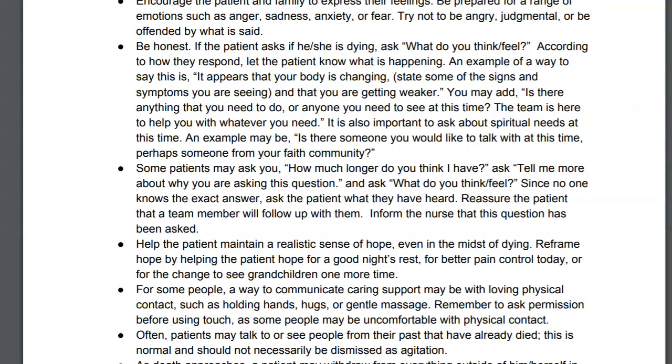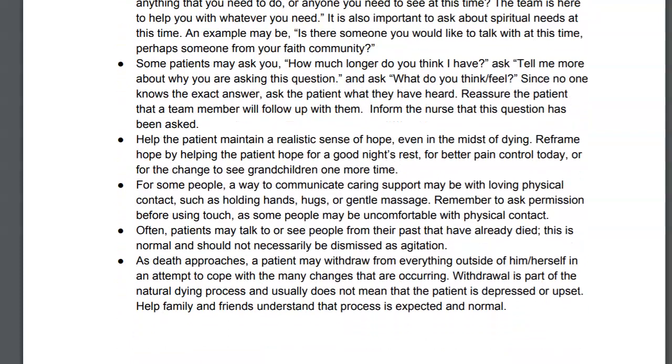Help the patient maintain a realistic sense of hope, even in the midst of dying. Reframe hope by helping the patient hope for a good night's rest, for better pain control today, or for the chance to see grandchildren one more time. You're making those short-term goals. For some people, a way to communicate caring support may be with loving physical contact, such as holding hands, hugs, or gentle massage. Remember to ask permission before using touch, as some people may feel uncomfortable.